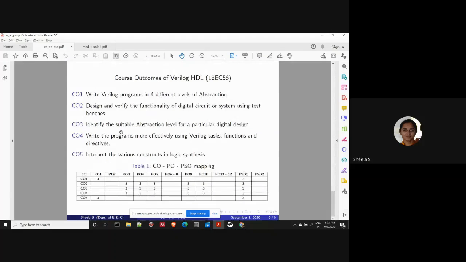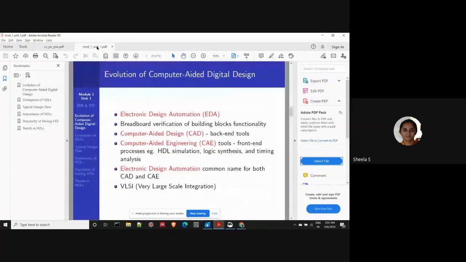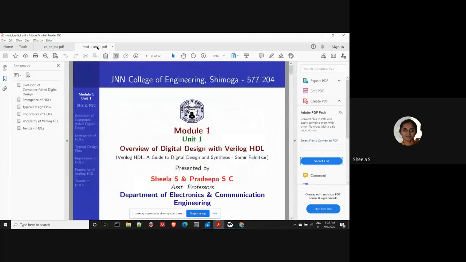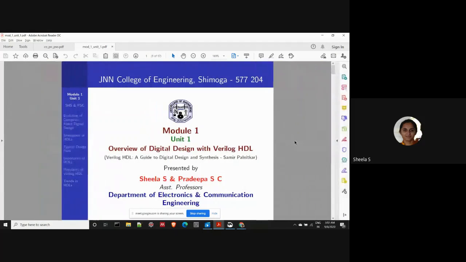Next, let us consider the first module. So when we are considering the first module, the first module is overview of digital design with Verilog HDL. In this unit, mainly we are going to consider how the CAD tool has evolved, what is the need for the CAD tool, and what was the need for the hardware description language, which language we are going to use. All these things we are going to discuss in this module, in this unit.